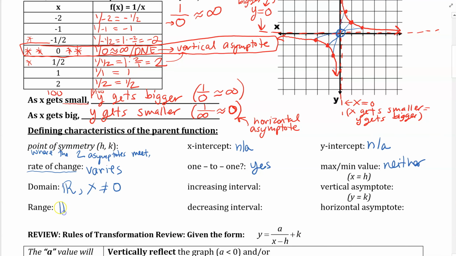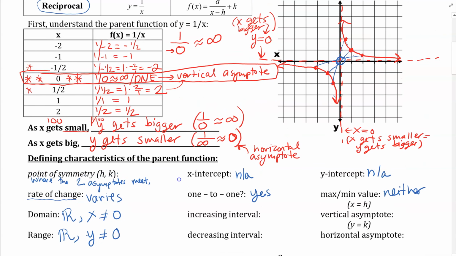Similarly, for the range, every single y value is allowed and exists except for the y value of 0. Because the only way to get a y value of 0 maybe is if I plugged in 0 for x, but the y value isn't 0, it just doesn't exist. And then the reciprocal of any other x value is never going to be 0. So 0 just is not in the range. It's not in the domain and it's not in the range. Every other real number is though. So we write all real numbers except x can't be 0. And then for the range, all real numbers except y can't be 0.